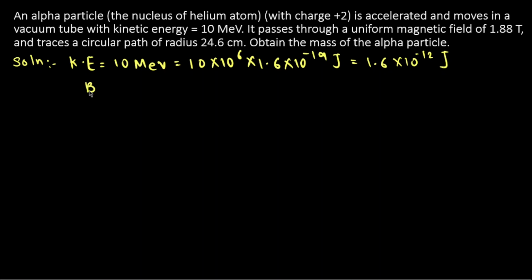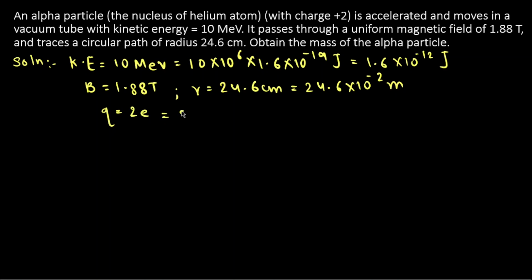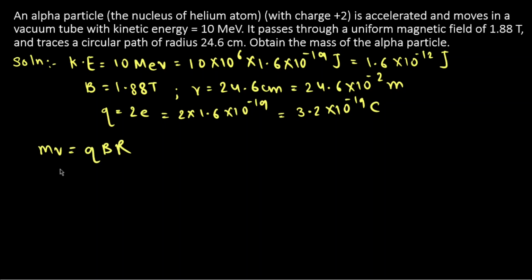Now the magnetic field B is given to us as 1.88 Tesla. Also the radius of the circular path is 24.6 centimeter, which can be written as 24.6 into 10 raised to minus 2 meters. And since this is an alpha particle with charge plus 2, the charge will be 2e, that is 2 into 1.6 into 10 raised to minus 19, which can be written as 3.2 into 10 raised to minus 19 coulomb.